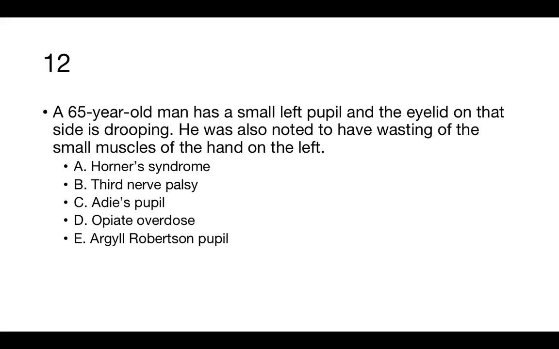Sir, it's option A, Horner syndrome. Okay, can you explain it? Yes, sir. The left pupil is small, it means that the pupil is narrow, and the eyelid is drooping, which is seen in Horner syndrome. Okay, good. So you think this is Horner syndrome. Any other student?